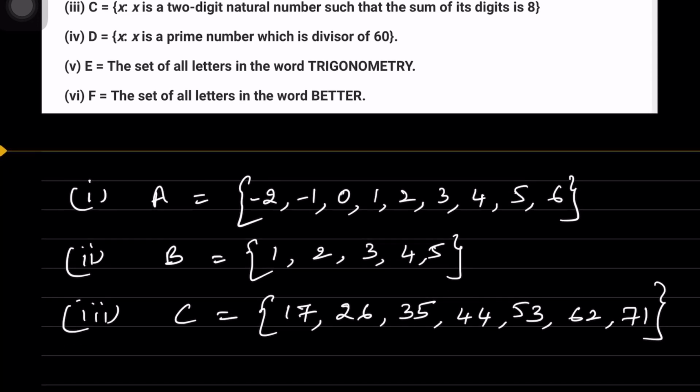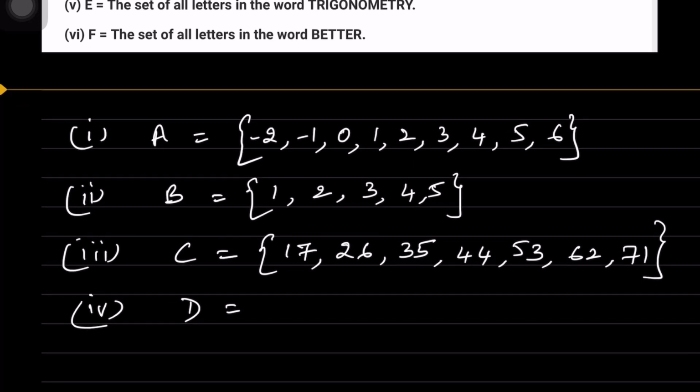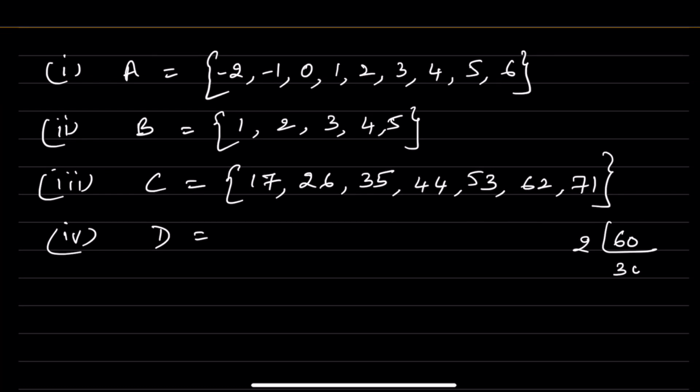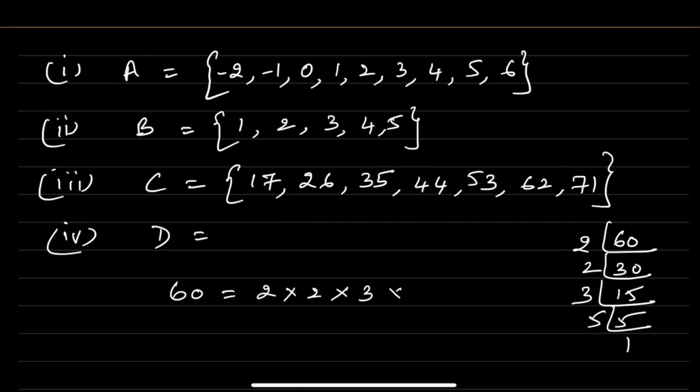So next, fourth one, D is equal to the set of all x such that x is a prime number which is a divisor of 60. What are all the factors of 60 we can see from here? You can just take the LCM and see here. 2 30s are, 2 15s are, 3 5s are, 5 1s are. So here you can see 60 can be written as 2 into 2 into 3 into 5.